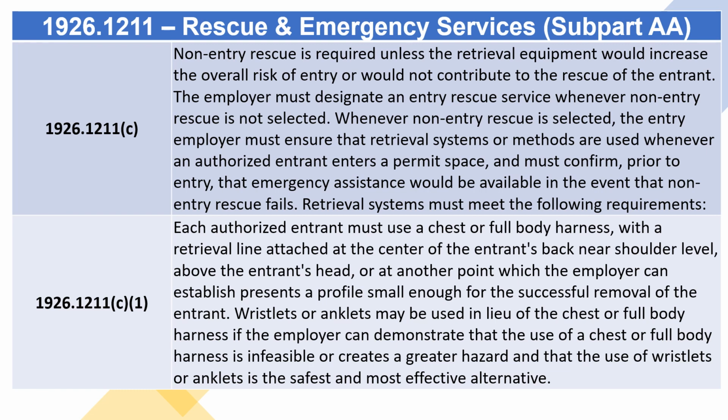1926.1211(c)(1). Each authorized entrant must use a chest or full body harness, with a retrieval line attached at the center of the entrant's back near shoulder level, above the entrant's head, or at another point which the employer can establish presents a profile small enough for the successful removal of the entrant. Wristlets or anklets may be used in lieu of the chest or full body harness if the employer can demonstrate that the use of a chest or full body harness is infeasible or creates a greater hazard, and that the use of wristlets or anklets is the safest and most effective alternative.